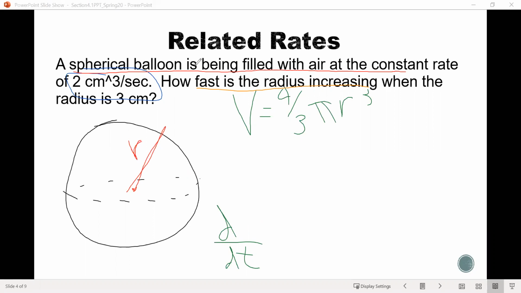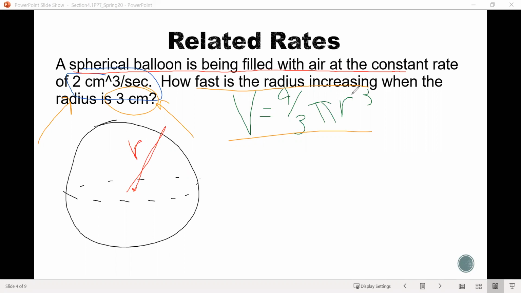Okay, so we have to somehow find that. And the only information we have is this formula for the volume of a sphere. We've also got this thing about how the amount of air in the balloon is changing, and then we're looking for when the radius is 3 centimeters. So, how are we going to do this? Well, what have we been doing for a lot of this quarter? Oh, right, taking derivatives. So maybe we should do that here.